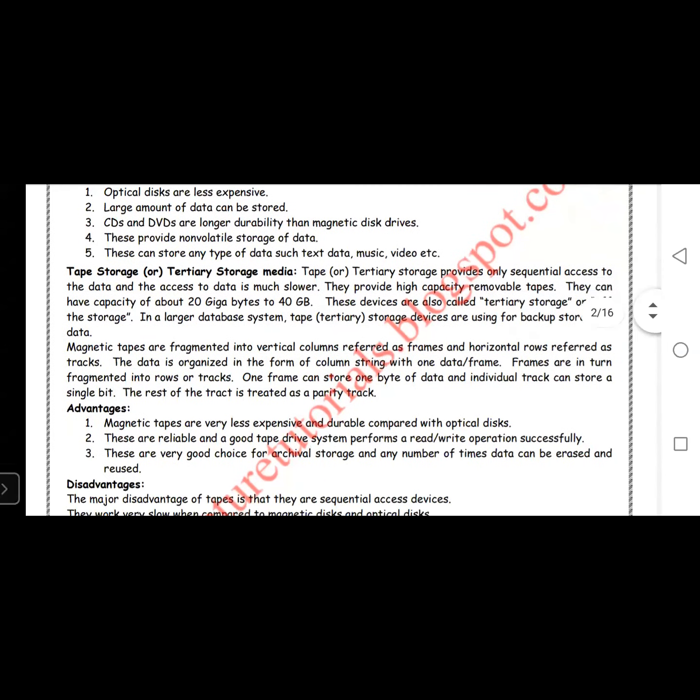Magnetic tapes are fragmented into vertical columns referred to as frames, and horizontal rows referred to as tracks. If you observe a magnetic tape, it is the same as a circle or some disk. In that disk, we observe some rows, and those are referred to as tracks.